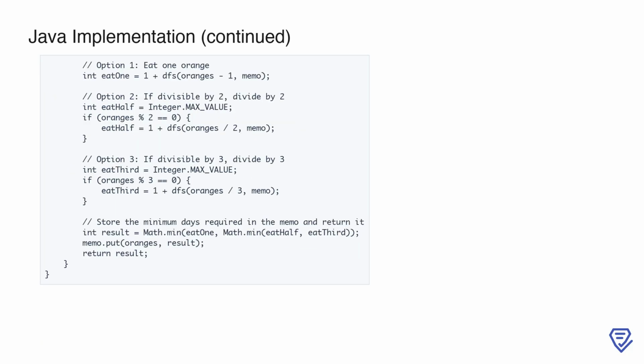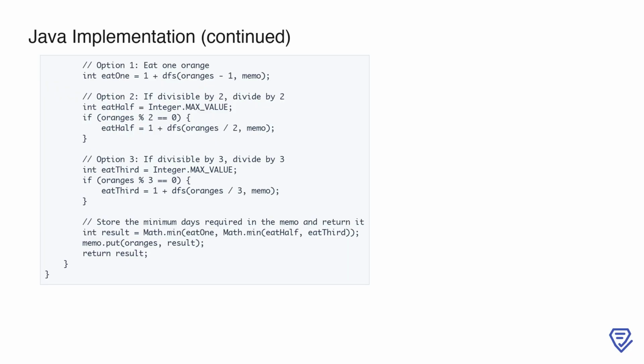Now, within the DFS function, we calculate the number of days required for 3 potential options. The first option is eating 1 orange, which takes 1 day, and we recursively calculate the days needed for the remaining oranges. The second option is considered if the number of oranges is divisible by 2. Here, we divide the oranges by 2, which also takes 1 day, and then recursively solve for the remaining half. Similarly, the third option applies if the number of oranges is divisible by 3. In this case, we divide by 3, add 1 day, and recursively calculate the result for the remaining oranges.